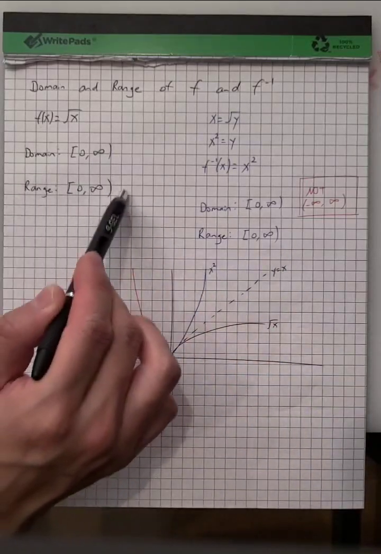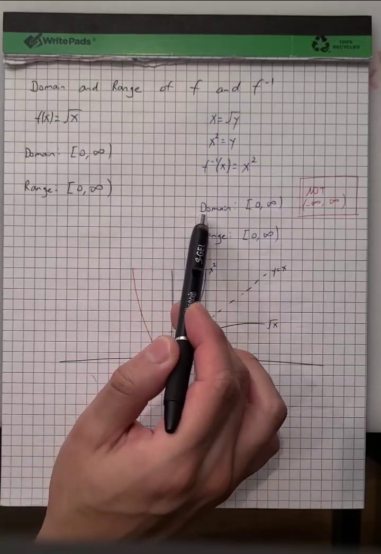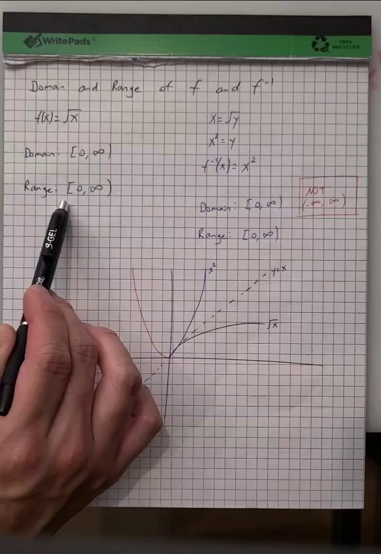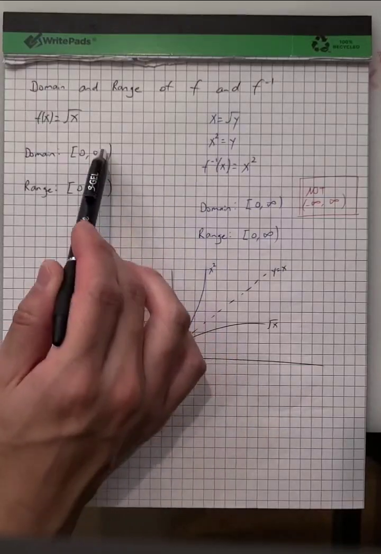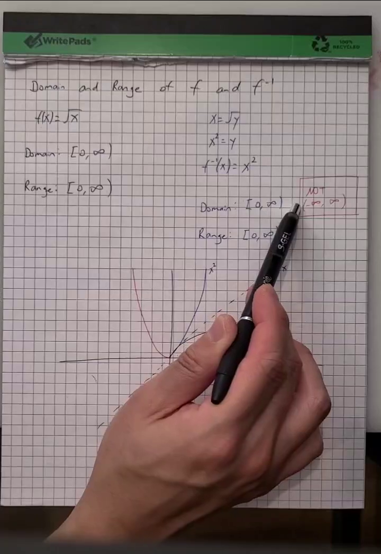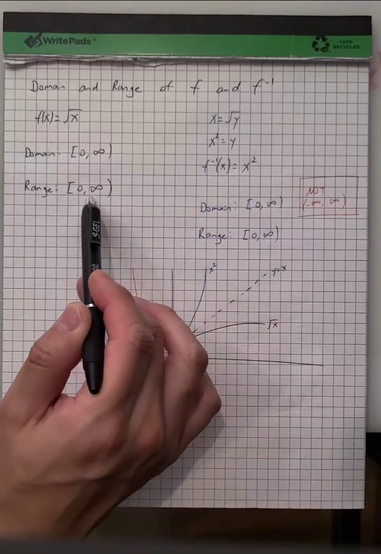Similarly, this is related to the outputs of f, so we swap it over in f inverse. It becomes the inputs. So that's why this moved to there. Well, these are the same, but you can just imagine this moved to here. So that's why the domain is not from negative infinity to infinity. It is 0 to infinity.